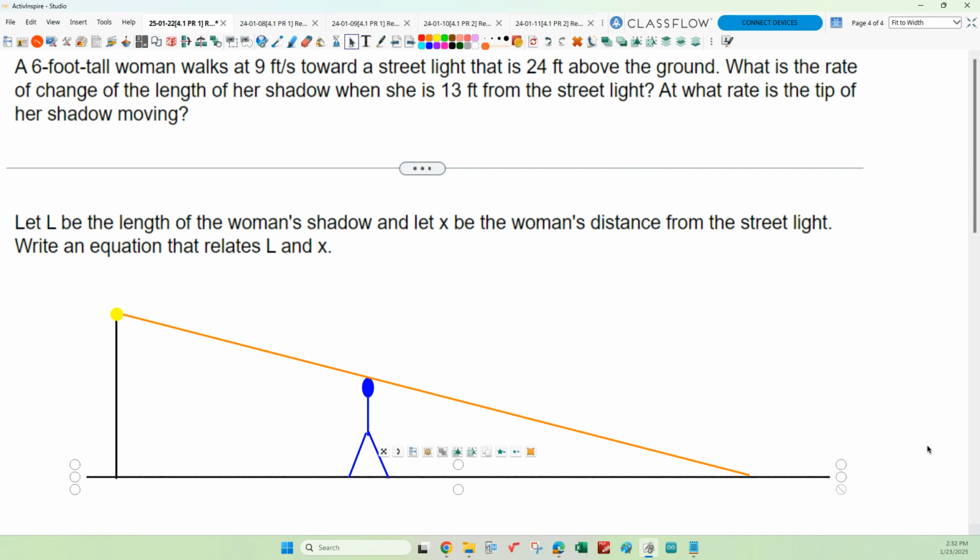Okay, so let's label some stuff here. We want to write in any constants if they're numbers. What numbers do we know? We know how tall she is. So this distance right here is 6 feet, and this distance right here is 24 feet. We're trying to find the rate of change of the length of her shadow and the rate of change of the tip of her shadow, right?